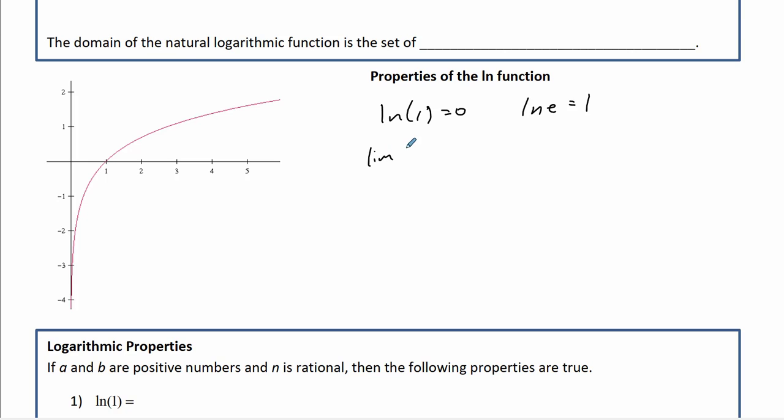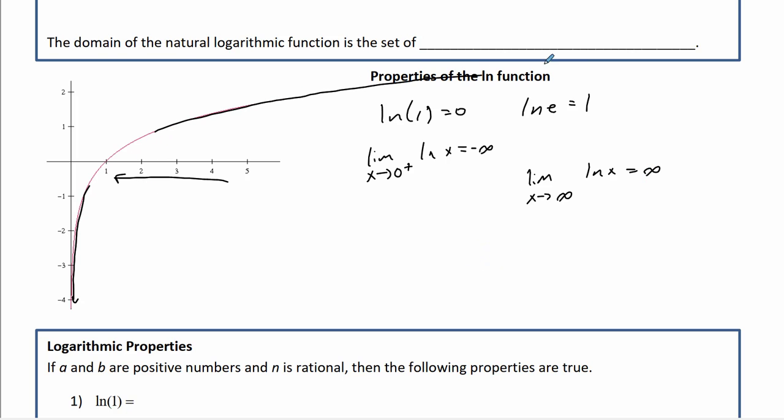Therefore, the limit as x approaches 0 from the positive side of the ln of x is equal to negative infinity, right? Because if I'm going this way, the graph is going down, down, down, so that's going to approach negative infinity. The limit as x approaches infinity of the ln of x is also equal to positive infinity, because this graph is going to keep on going up and up, and it's going to reach every single y value.